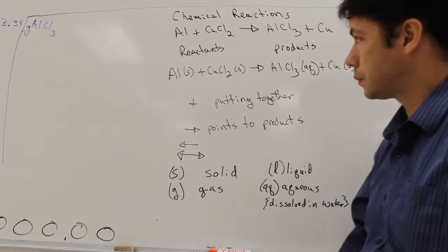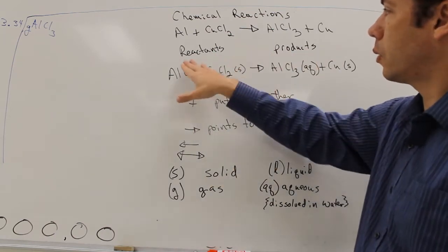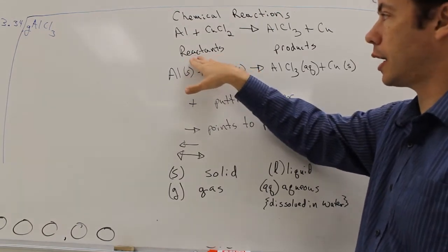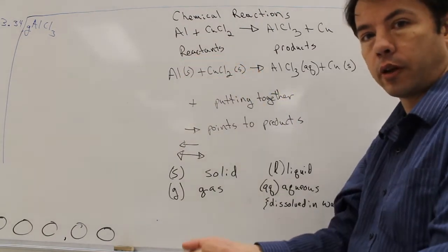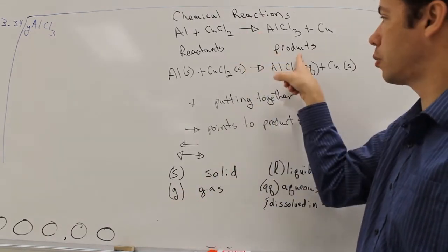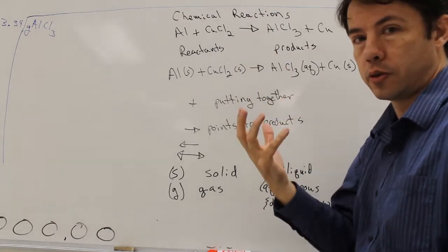So let's do that. Here's our reaction. On this side, we have reactants. Reactants is basically what we start with, and we put them together, and it's going to produce products. So whenever you see this arrow, you're going to think of the word produce, because that's how you would read it.